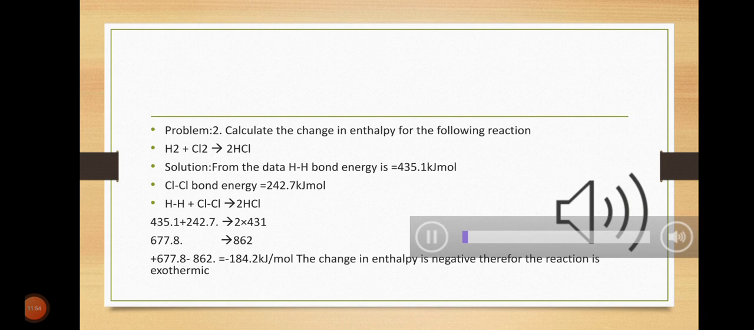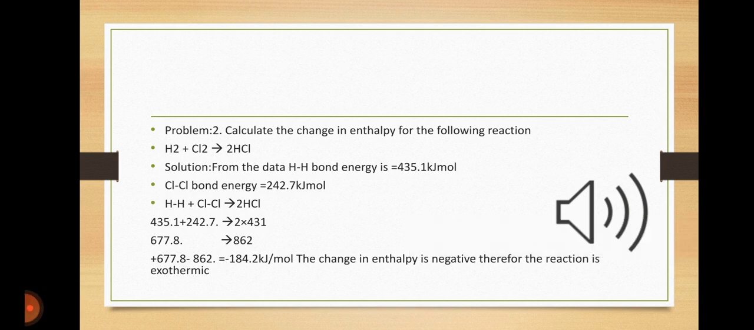Next problem. Calculate the change in enthalpy for the following reaction: H2 plus Cl2 gives rise to 2 moles of HCl. The solution: from the data you know that the H-H bond energy is 435.1 kilojoule per mole, and the chlorine bond energy is 242.7 kilojoule per mole. So we have to calculate the H-H and Cl-Cl bond energies.